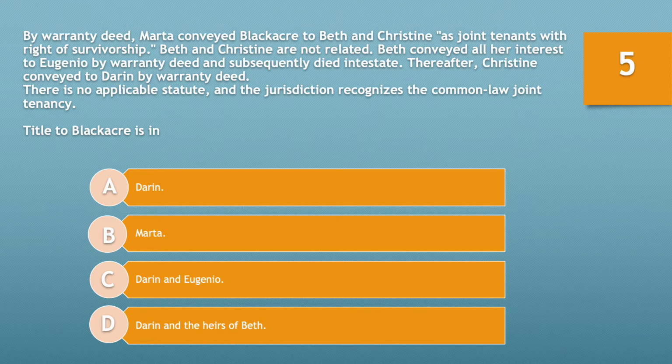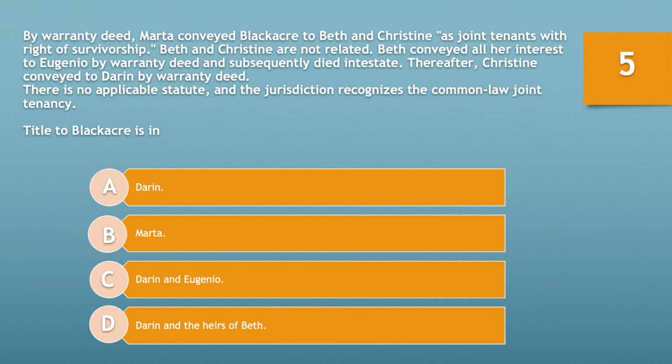Question number 5. By warranty deed, Marta conveyed Blackacre to Beth and Christine as joint tenants with right of survivorship. Beth and Christine are not related. Beth conveyed all her interests to Eugenio by warranty deed and subsequently died intestate. Thereafter, Christine conveyed to Darren by warranty deed. There is no applicable statute, and the jurisdiction recognizes the common law joint tenancy.